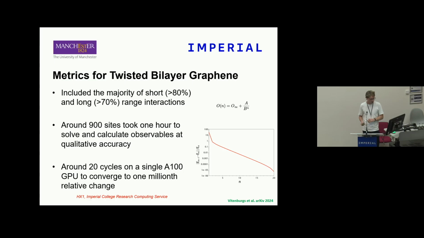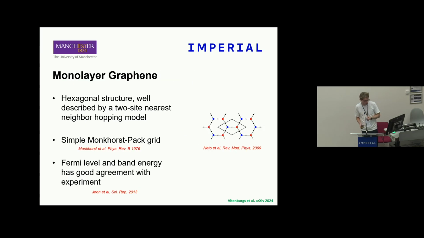And we got to simulate around 1,000 sites. This took 1 hour on an A100 GPU to actually simulate, and we calculated all the observables we wanted at the qualitative accuracy. Here we can see the scaling of it. It scaled pretty good, just needed 20 cycles on an A100. And we converged it by basically stopping it when the energy changes by 1 in a million. So that was the computing part that quickly skipped through the physics of it.